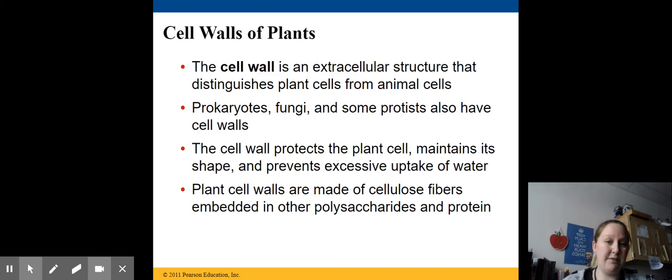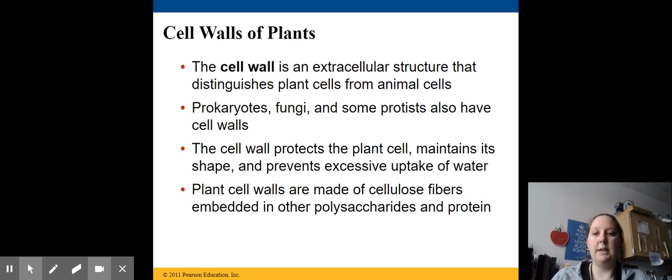The cell wall is an extracellular structure in plant cells that can help distinguish plant from animal cells. Some prokaryotes and fungi have cell walls, but the cell wall's job for plants is to protect the plant cell, maintain its shape, and prevent the excess uptake of water. They're made of cellulose fibers embedded into other polysaccharides and proteins. These cell walls, they're strong. They cause plant cells to have more of a boxy shape.